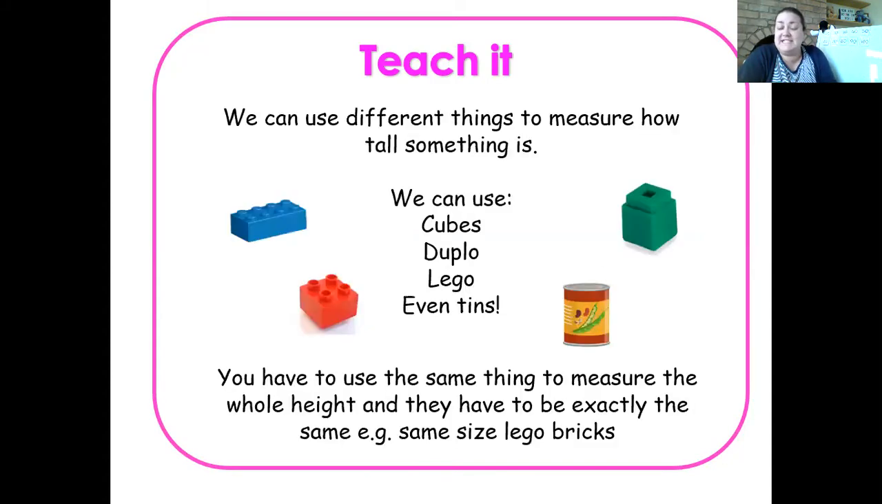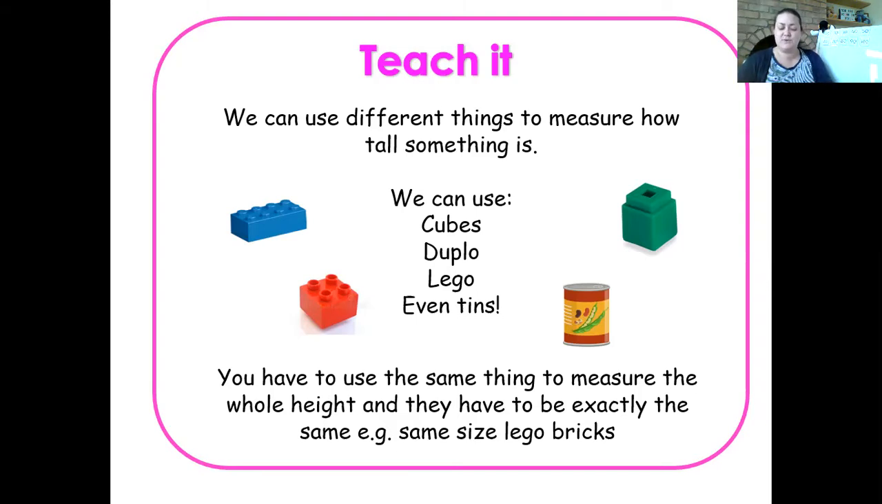So we can use different things to measure how tall something is, just like when you were measuring how long things were. We can use cubes, we can use Duplo, we can use Lego, we can use Mega Blocks. And because you're at home, you can also use other things. I was looking around my house, and I thought I could use tins to measure something because I can stack tins. Okay, but you have to use the same thing to measure the whole height of something.